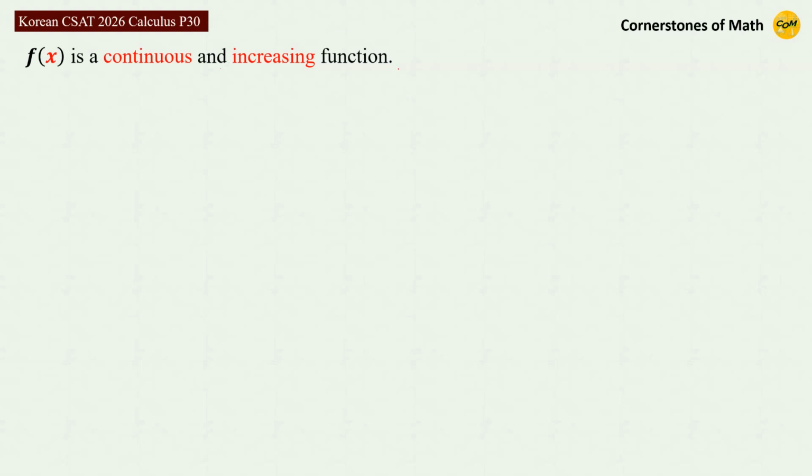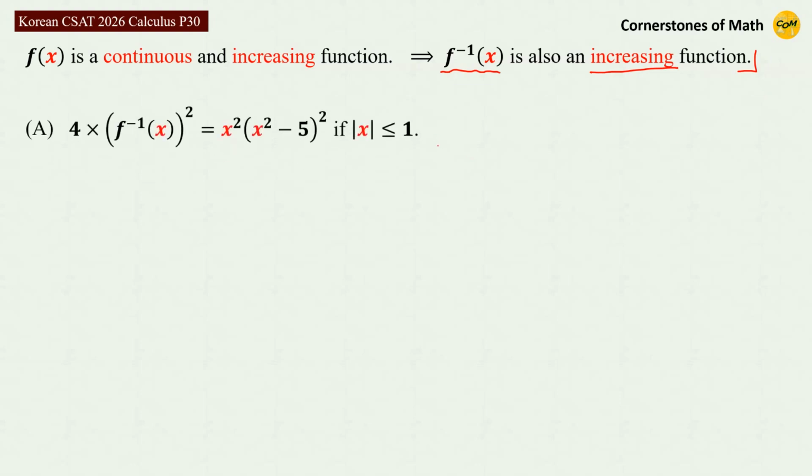That f(x) is a continuous and increasing function. What this tells us about its inverse is that f inverse of x is also an increasing function. This helps us greatly when determining the mathematical expression for f inverse of x. Let us take a look at condition A.